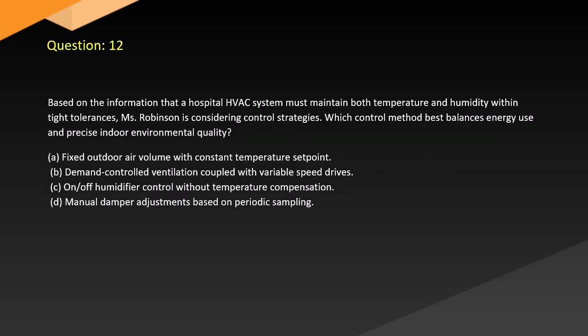Question 12. Based on the information that a hospital HVAC system must maintain both temperature and humidity within tight tolerances, Robinson is considering control strategies. Which control method best balances energy use and precise indoor environmental quality? A. Fixed outdoor air volume with constant temperature set point. B. Demand-controlled ventilation coupled with variable speed drives.